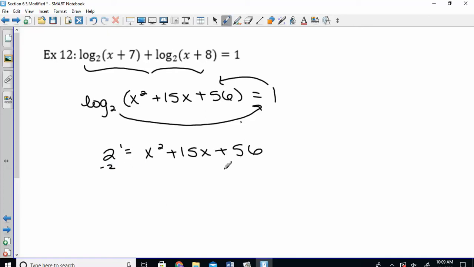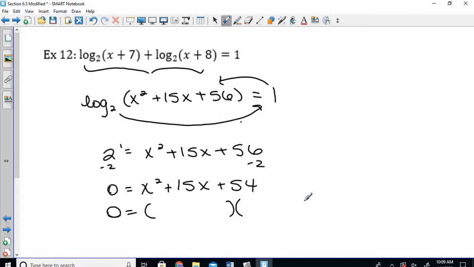This is a quadratic. What do we have to set it equal to? 0. So let's subtract over that 2. Alright, what multiplies to 54 and adds to 15? 6 and 9. Okay, so we get x equals, if you set each of those to 0, negative 6 and negative 9.